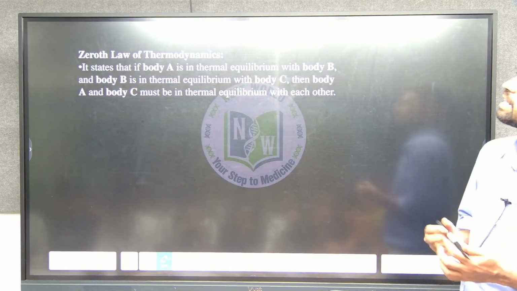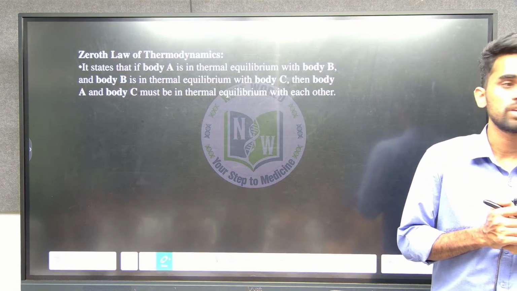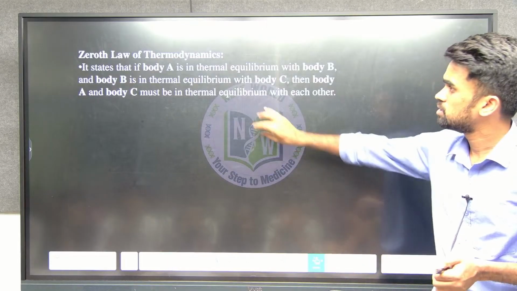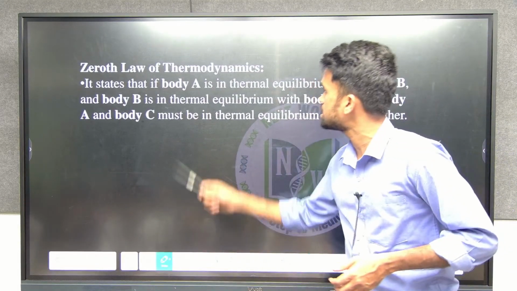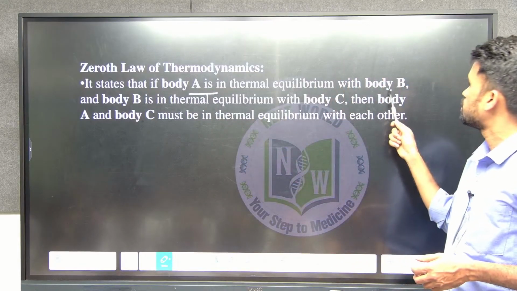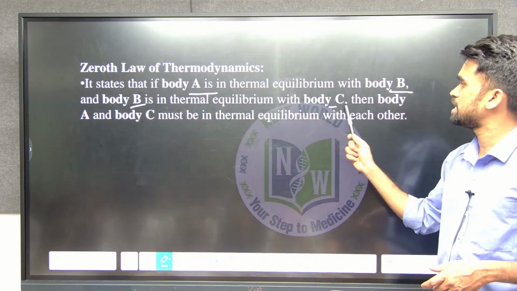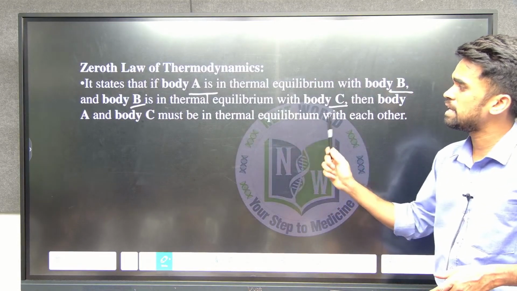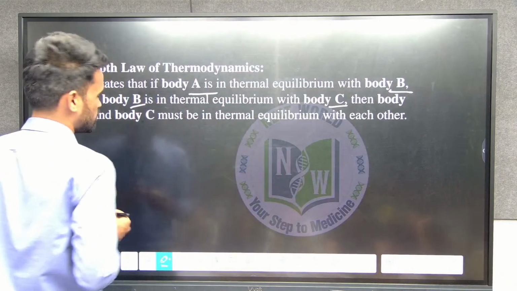So what is the basic one, the zeroth law? What does the zeroth law say? Once read those lines. It states that if a body A is in thermal equilibrium with body B, and body B is in thermal equilibrium with C, then A, B and C are all in thermal equilibrium. It's very simple.